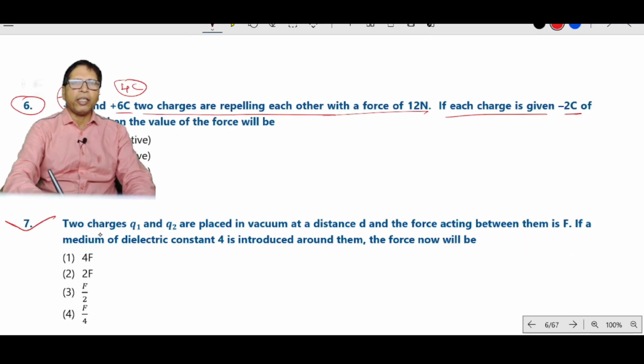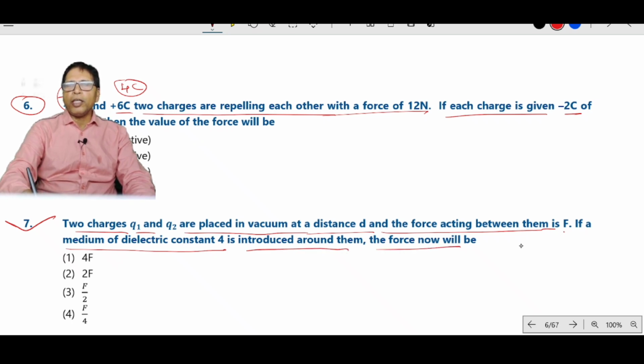Now question number 7. Two charges Q1 and Q2 are placed in vacuum at a distance d and the force acting between them is F. If a medium of dielectric constant 4 is introduced between them, then the force now will be F dash equals F by K. Here K is 4, so the net force becomes F by 4.